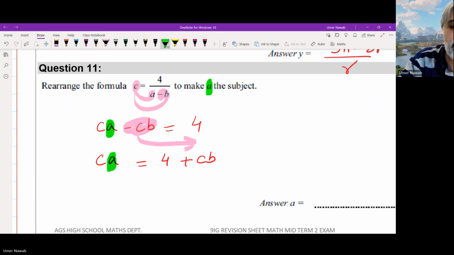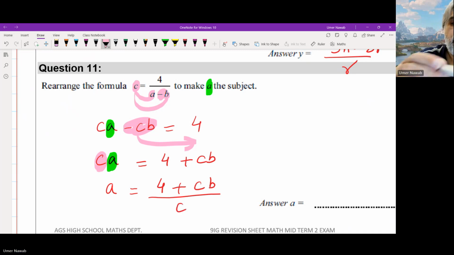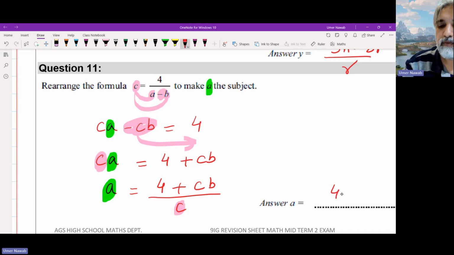Now the subject term is A. We need to push the C, which is multiplying here, to the other side, and I will write the C in the denominator of 4 plus CB. I hope it is clear that the aim was to make A the subject. So the answer is 4 plus CB over C.